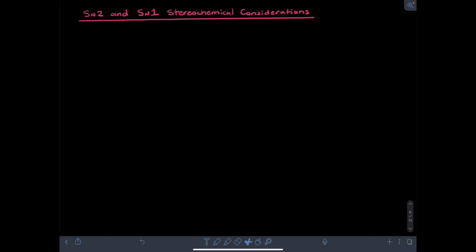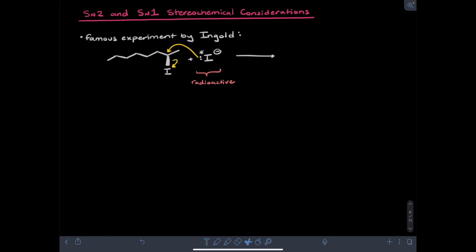We can also use stereochemical outcomes of reactions to differentiate between SN2 and SN1 processes. In a famous experiment by the chemist Ingold, a chiral alkyl iodide was treated with radioactive iodide anion. I'm denoting the labeled iodide with an asterisk.